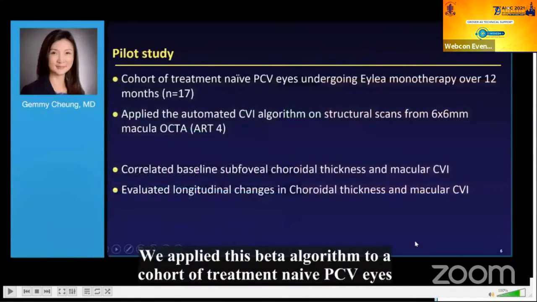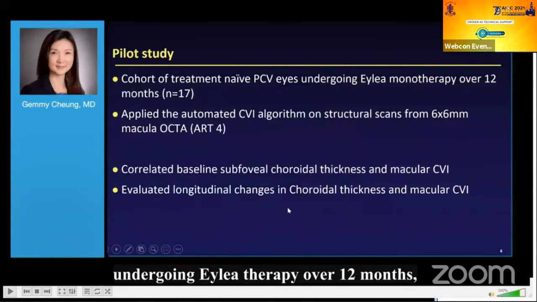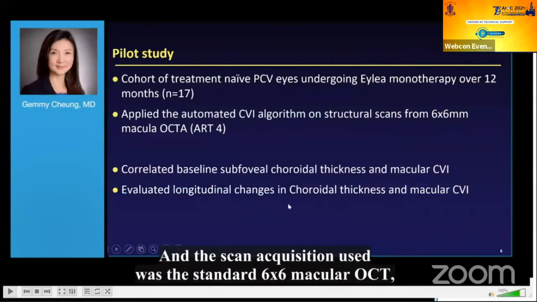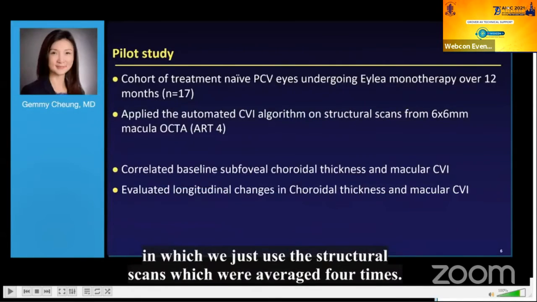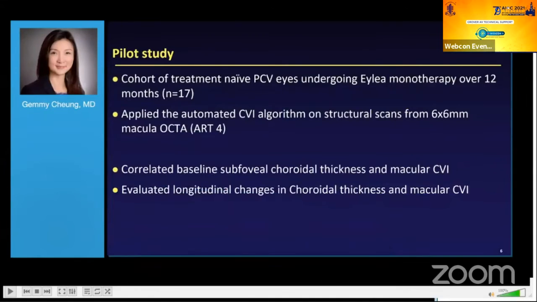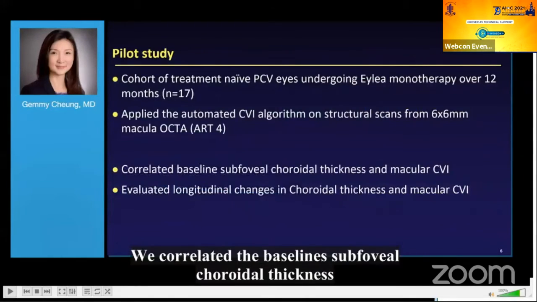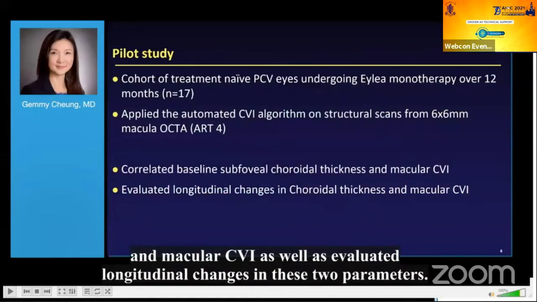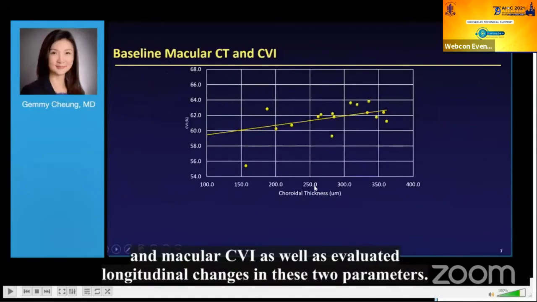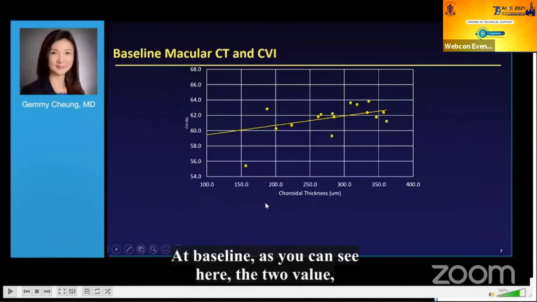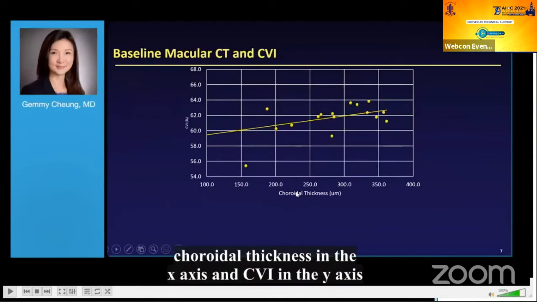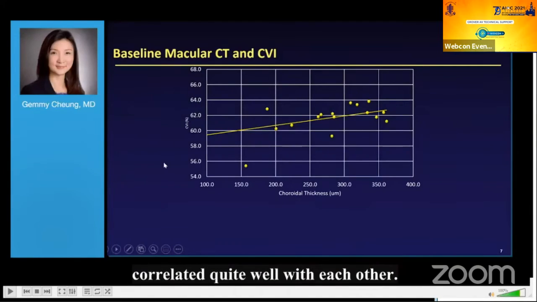We applied this beta algorithm to a cohort of treatment-naive PCV patients undergoing Eylea therapy over 12 months, and the scan acquisition used was the standard 6x6 macular OCT, in which we just used the structural scans, which were averaged 4 times. We correlated the baseline subfoveal choroidal thickness and macular CVI, as well as evaluated longitudinal changes in these 2 parameters. At baseline, as you can see here, the 2 values, choroidal thickness in the x-axis and CVI in the y-axis, correlated quite well with each other.